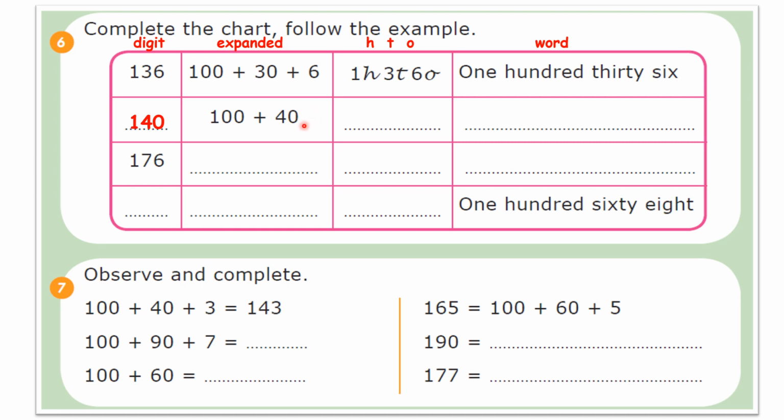Okay. Now we need to write this number also using HTO to write how many hundreds, how many tens, and how many ones. Again, we will go back to our number 100. So it will be 1H, yes, and we said 140, so the 4 is in the tens place. If you want, you can just write it 1H 4T, or if you want, you can write 0O, or without it, it's okay. Both are correct, okay?